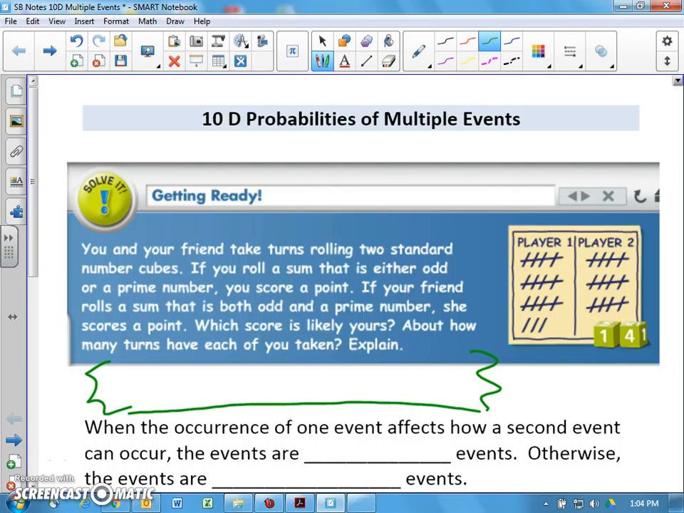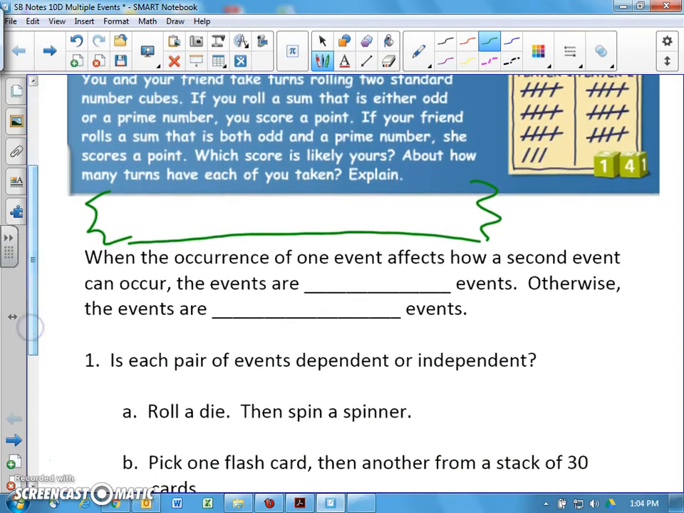Okay, hopefully you've got a good answer there. So let's move on. When we talk about occurrences of events, they're either independent or dependent. If one event affects how the second event can occur, we say that these events are dependent, because the outcome of one depends on what the outcome of the other one was. Otherwise, they would be called independent. So let's look at some examples.